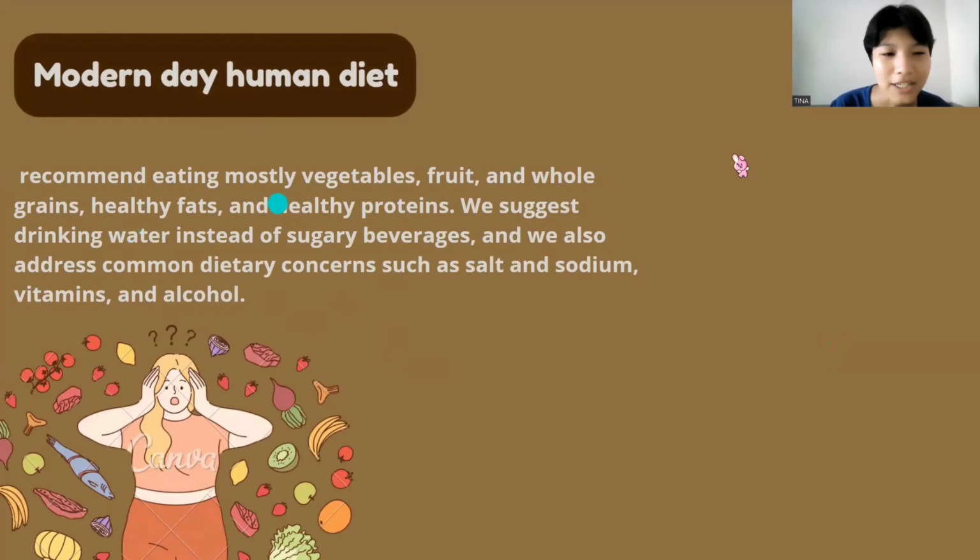So, the modern day human diet. Scientists recommend eating mostly vegetables, fruit, and whole grain, healthy fat and healthy protein. And they suggest drinking water instead of sugary beverages. We can also address common dietary concerns such as salt and sodium, vitamins, and alcohol.